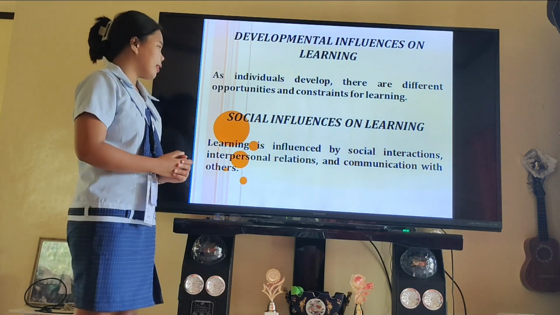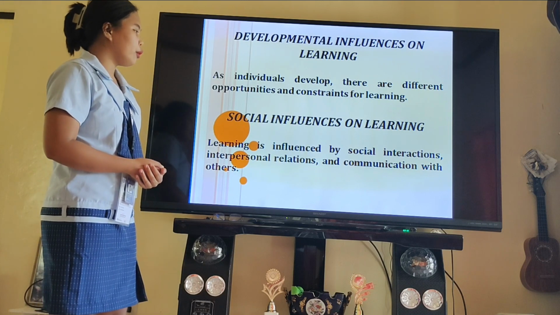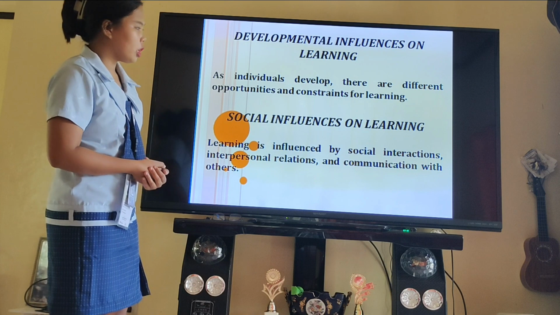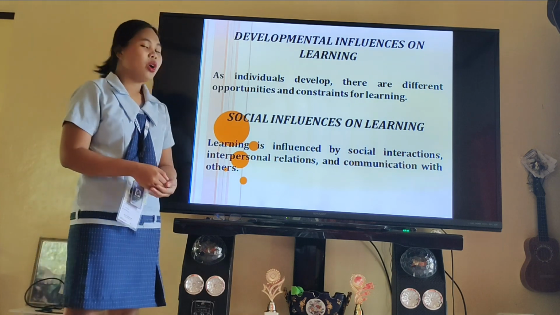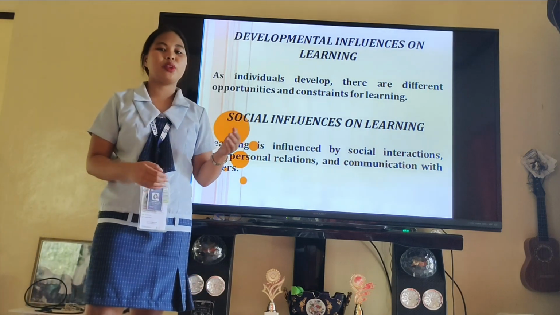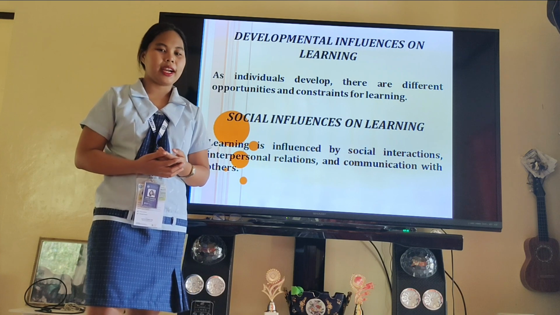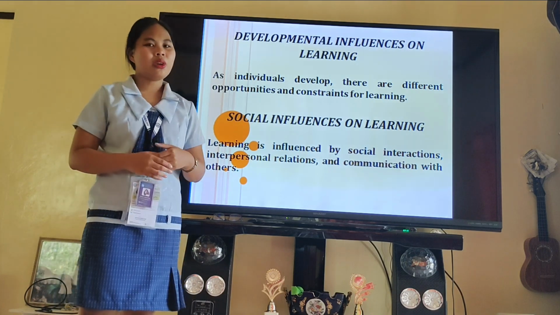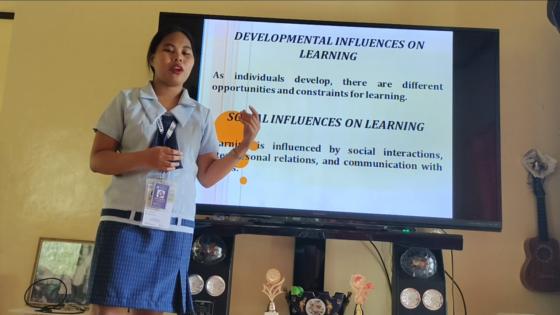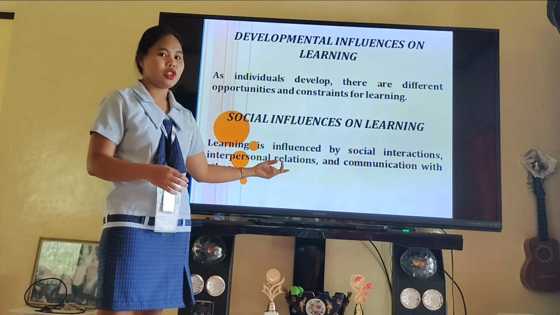So the next one is the social influences on learning. Learning is influenced by social interactions, interpersonal relations, and communication with others. Also, learning can be influenced when you are scrolling on your cell phone, your Facebook, or your social media accounts. In that way, you can learn something because you will gain information or you can read information from others. Also, interpersonal relations.